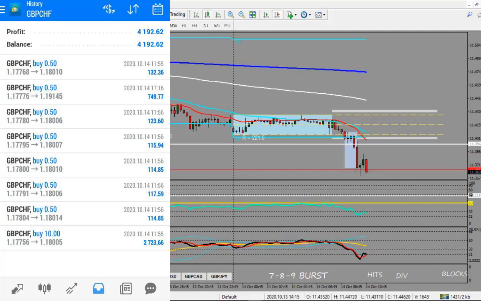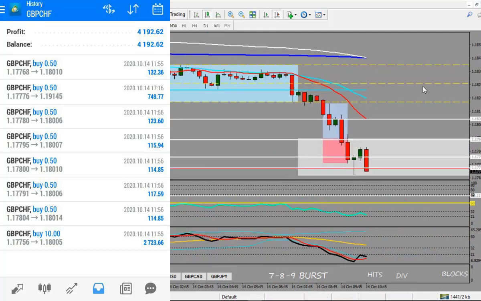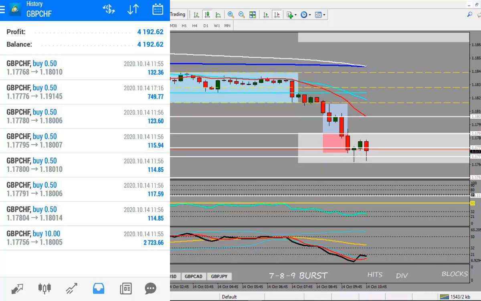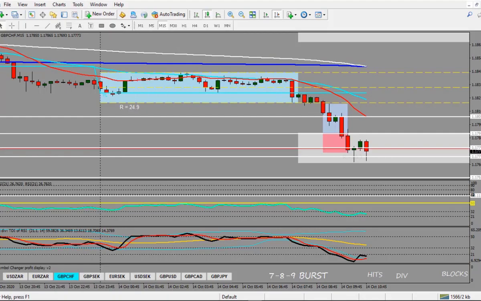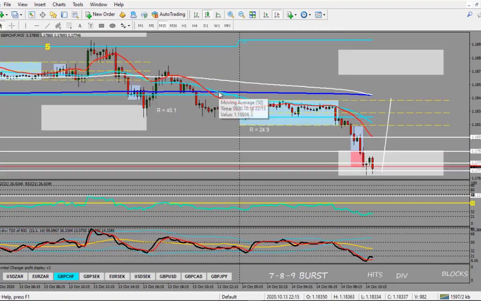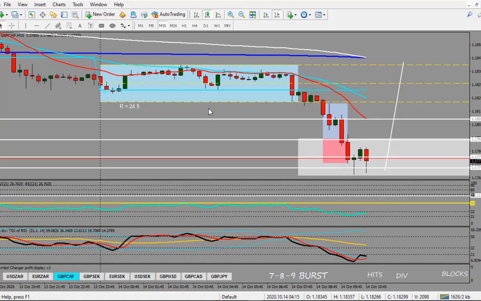GBPCHF trade. We made 4k on this trade today. Beautiful, beautiful, beautiful. Simple, simple, and simple. We're going to show you right here the simplicity of how we made 4k, and behind this simplicity there's a lot of preparation and homework.